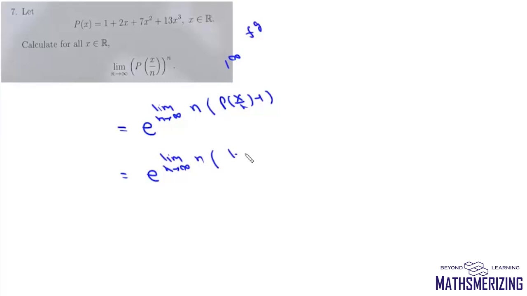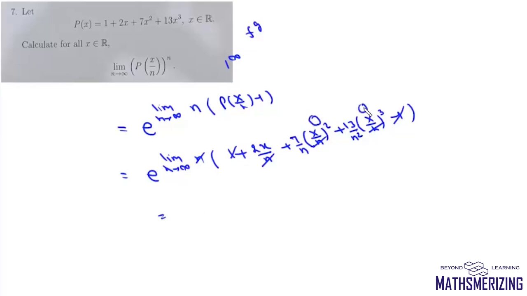Now P(x by n) is 1 plus 2 times x by n plus 7 times (x by n) square plus 13 times (x by n) whole cube, and then minus 1. So this 1 and 1 will cancel and we'll multiply this n inside. So this is 2x. Here will be simply 7 by n and here will be 13 by n square. Now if we take this limit n tends to infinity, this expression will be 0. It will also be 0. So this limit will be simply e to the power 2x. So that is the value of this limit.